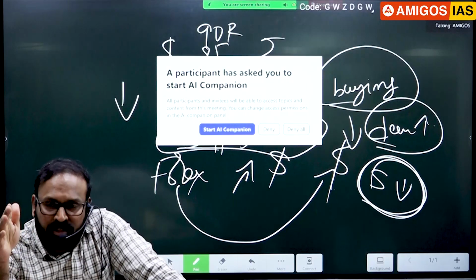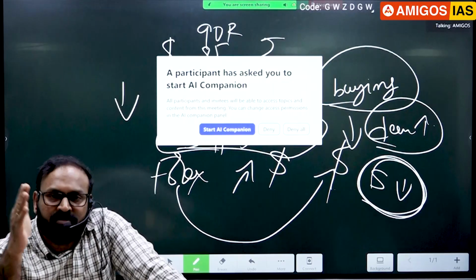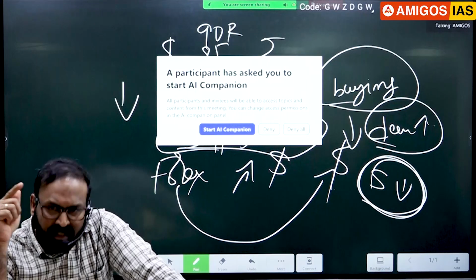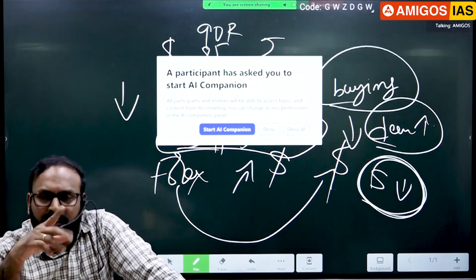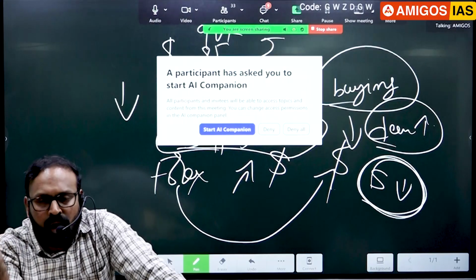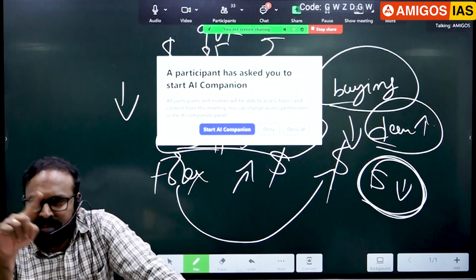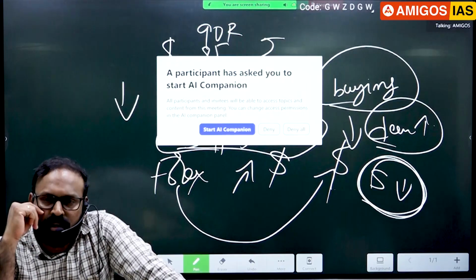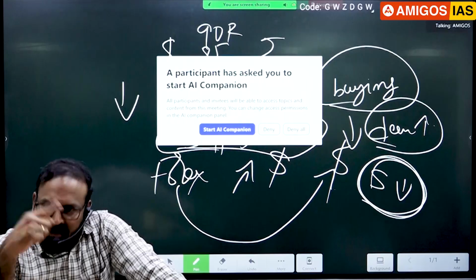Right? Imagine FII and FDI are coming to India. Why are they coming to India? Because interest rates are low in America. So there is inflow of foreign capital. Exactly what is coming to India? Dollars. How do you invest in India? In rupees. Convert it, right?